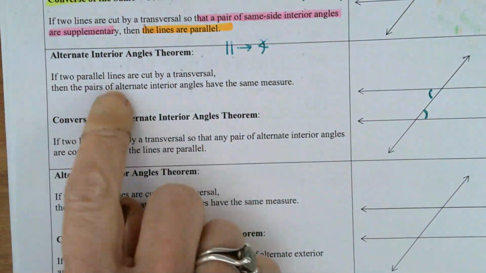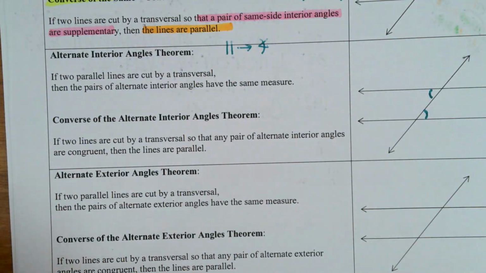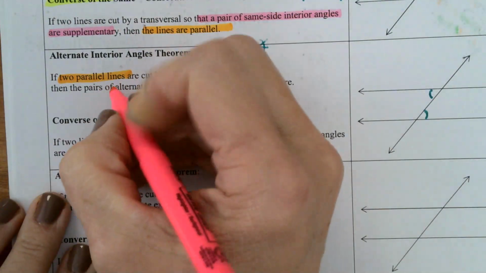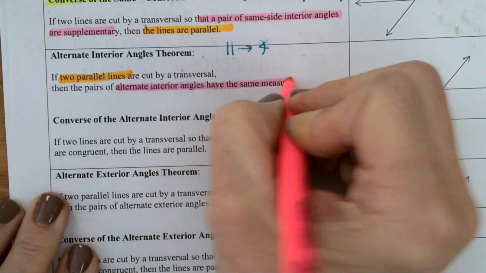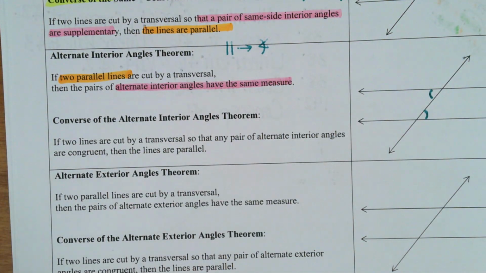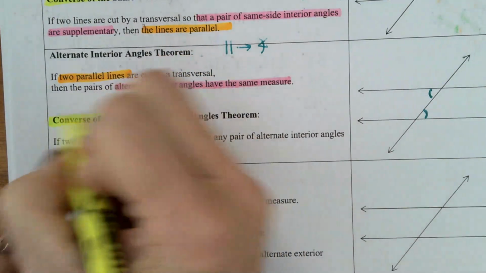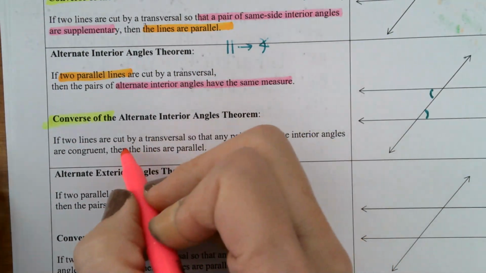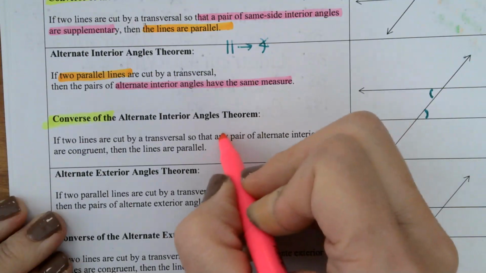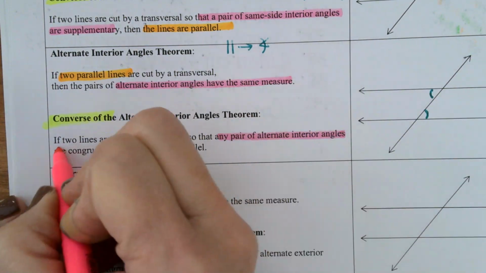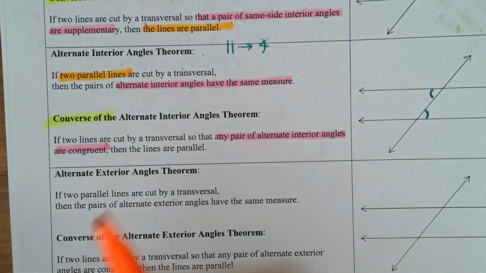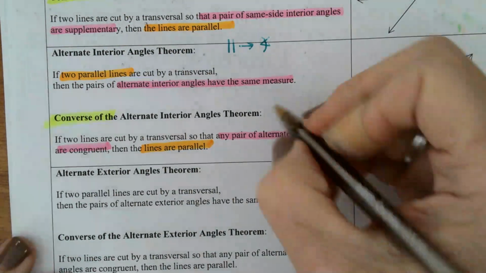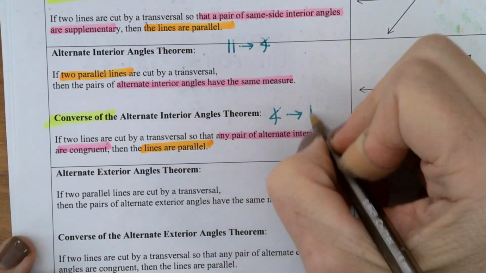So if two parallel lines, right here, then alternate interior angles have the same measure. They're congruent. The converse of that, and we can't leave that word off: if two lines are cut by a transversal so that any pair of alternate interior angles are congruent, then the lines are parallel. So we're going from angles to parallel lines.